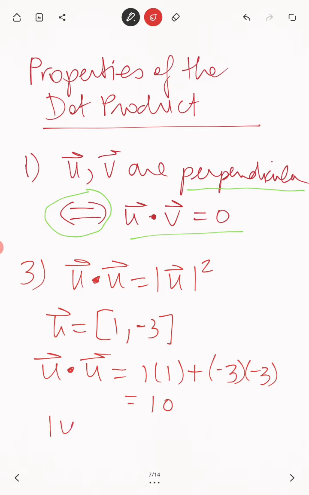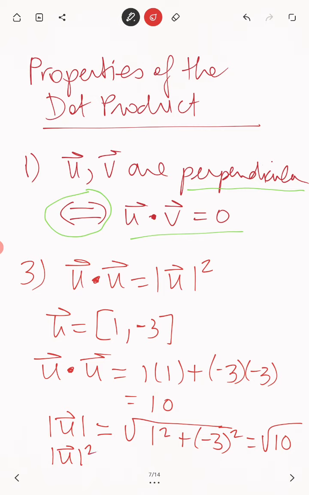And then if we do the magnitude of u, you need to recall how to do this from the gizmo and from 7.1. To do the magnitude of vector u in Cartesian form, you would do the square root of the first component squared plus the second component squared, which is the square root of 10. And then the magnitude of u squared just basically gets rid of that square root, and so it's 10. And so we verified with one example at least that the dot product of a vector with itself is equal to the magnitude of the vector squared.